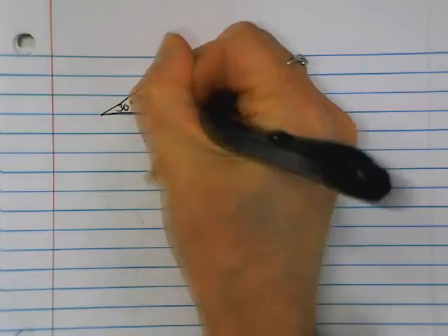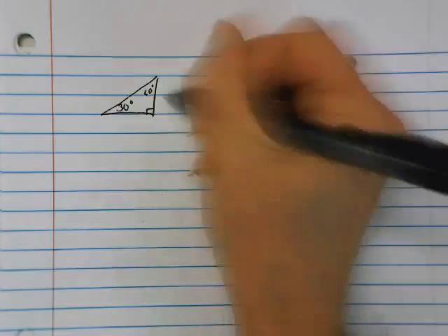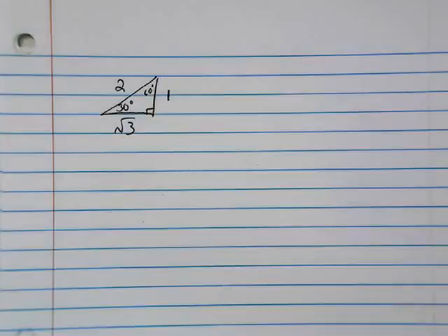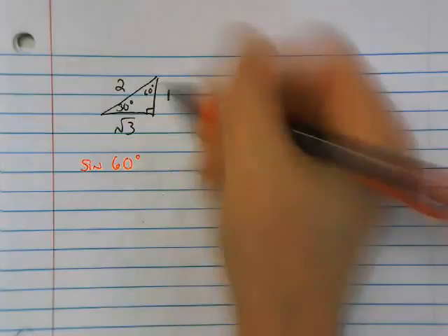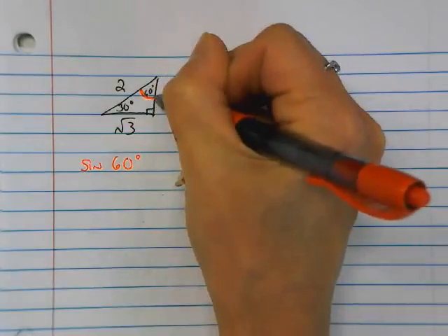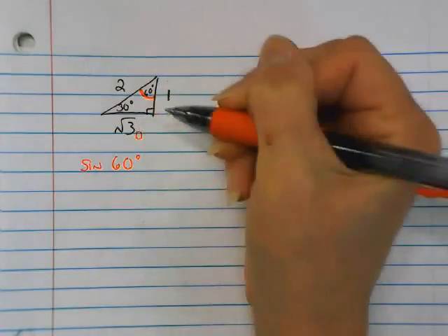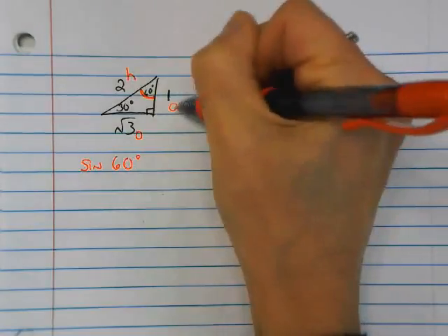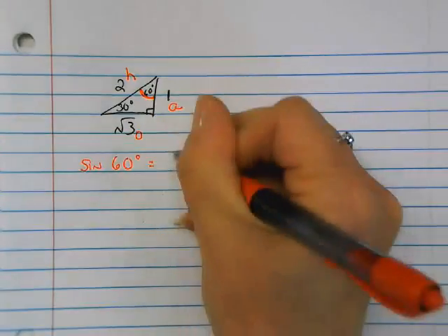Alright, so we know that it's 1, 2, square root of 3. So, see if you can tell me what the sine of 60 is. So go to your 60-degree angle. Who is directly opposite you? The square root of 3. Who is your hypotenuse? The 2, which means the 1 is what's left over, the adjacent. Okay, so sine is O over H. So square root of 3 over 2.